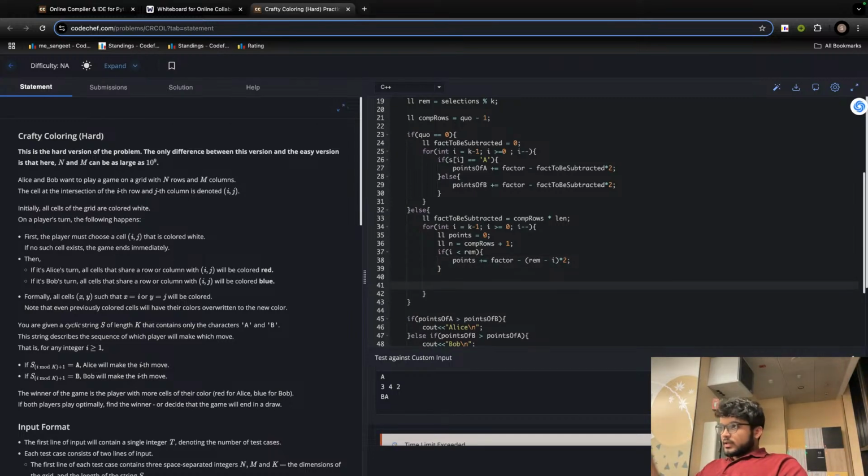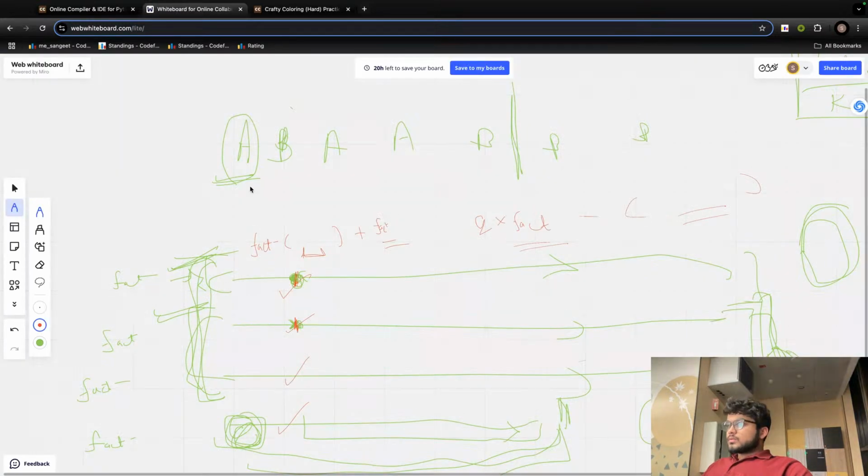Let's check for the other layers. Points will be added with factor into n. Now there is some value that is needed to be subtracted. What is that value? Let's try to calculate that value. So we have handled for this, and this is one of the achievements we have handled. All right.